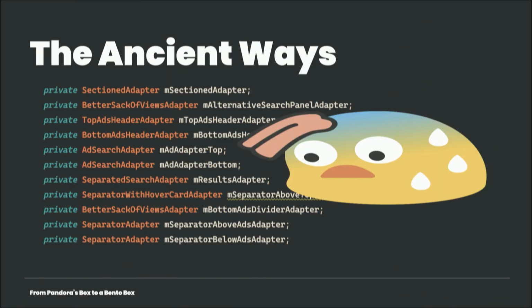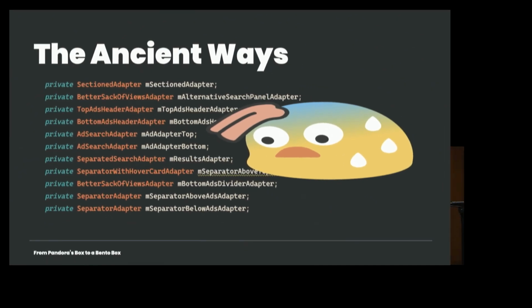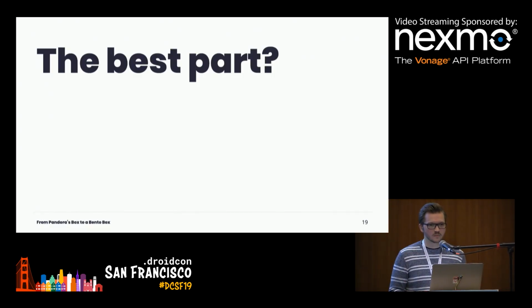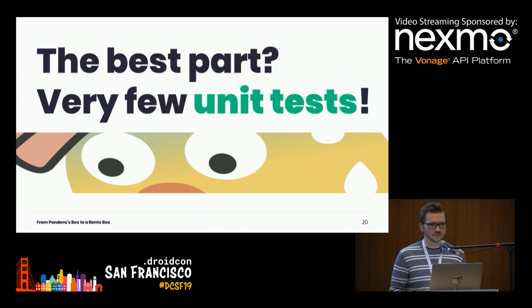And every time a new team comes in and wants to add a new type of view to the search list, they would have to create maybe a new adapter because the old adapters aren't suited for their new view. So they're just adding more onto the pile, and this list grows and grows. And of course, the best part, very few unit tests.